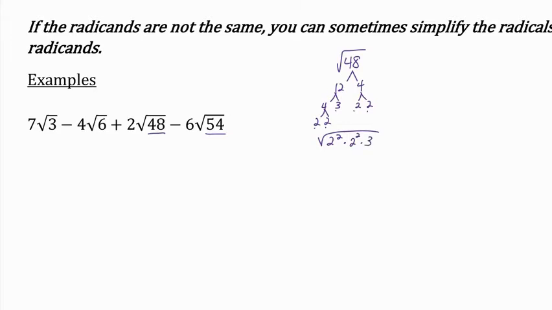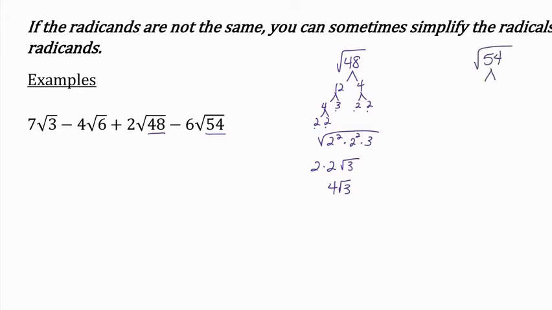And remember, you want to do them in squared pairs, right? That way you can take the square root. So square root of 2 squared, that's 2. Square root of my other 2 squared, that's 2. And then the 3 is by himself, he doesn't have a pair, so the 3 stays in the radical. So that is actually 4 radical 3. Okay, then I'm going to do the same with my 54.